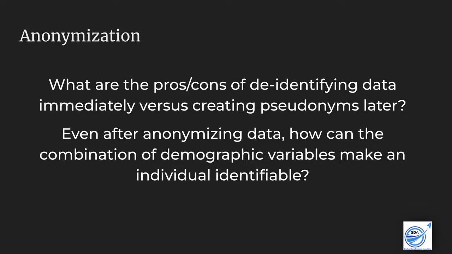Secondly, even after anonymizing data, how can the combination of different demographic variables make an individual identifiable? As a case in point, if you're in a small master's program or a small PhD program, it may be that certain demographic combinations, such as sex, racial or ethnic identification, and gender, may only belong to a handful of people or even just one person.